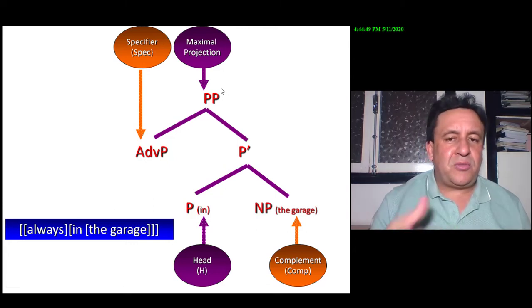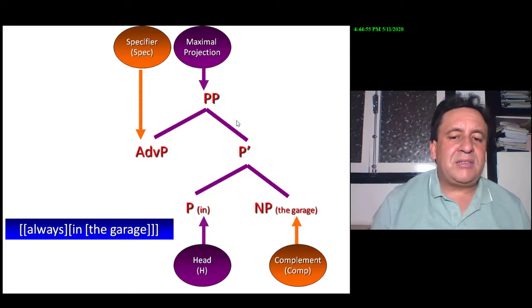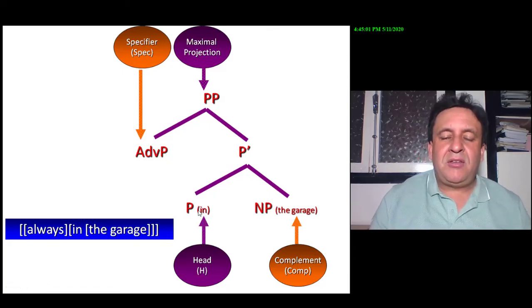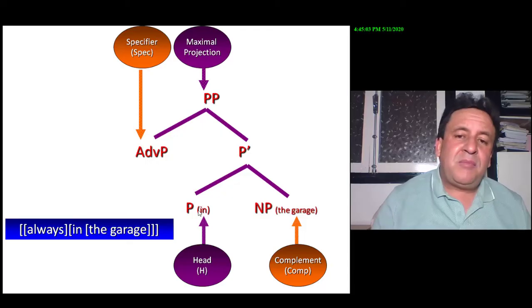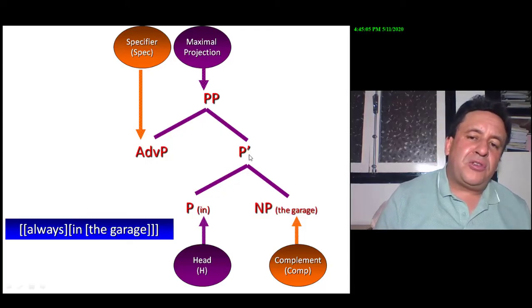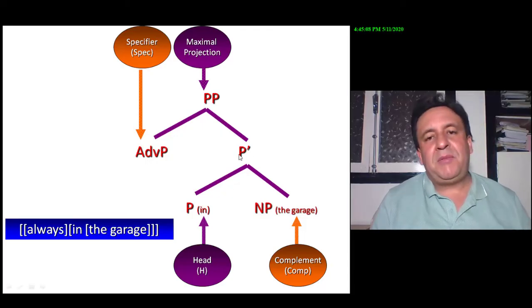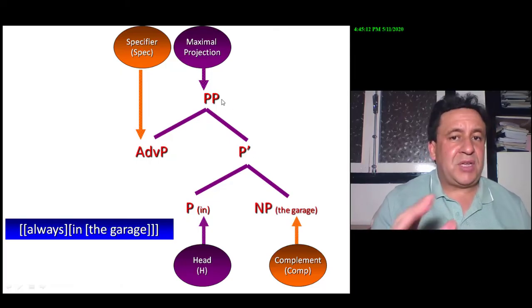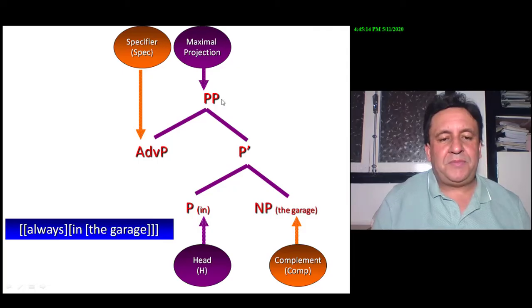Is the branching here binary? Yes, it is. Does it satisfy the head requirement? Yes, it does, because it has one and only one head, which is P. And does it respect the projection hypothesis? It does, because we have two layers of projection, the P bar and the PP. The P bar and the maximal projection. That's it. That's an example with the PP.